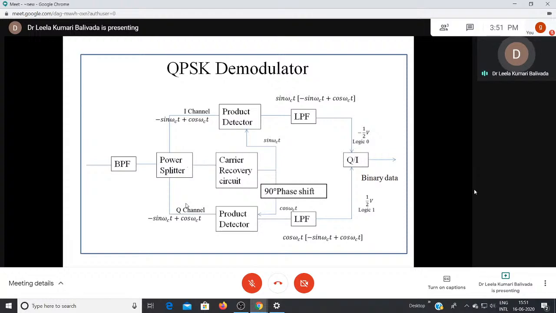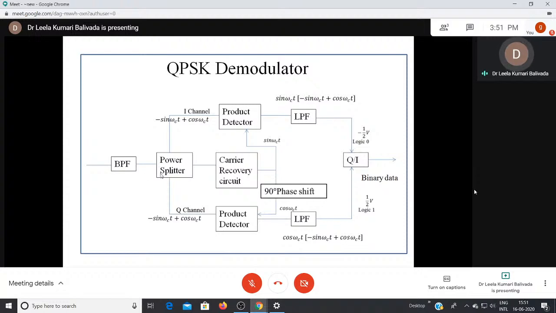Now coming to the QPSK demodulator. So this figure shows the QPSK demodulator. It comprises a power splitter, product detectors and a QI combiner. It's a bit combiner.